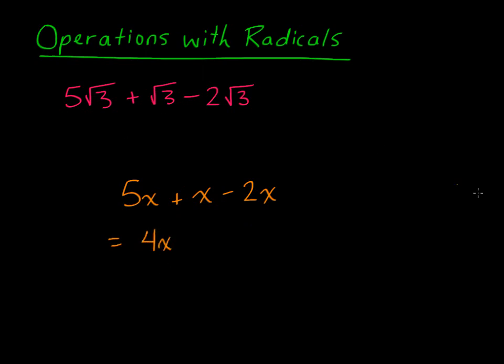Well, it works in a similar way with radicals. Here we've got 5 root 3's. We're going to add 1 root 3, which is 6 root 3's, and we're going to subtract 2 root 3's. So here we would get 4 root 3.